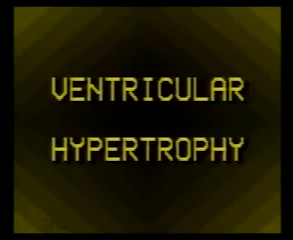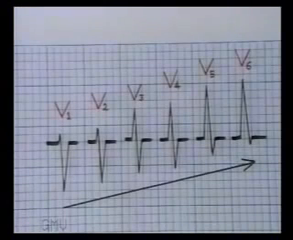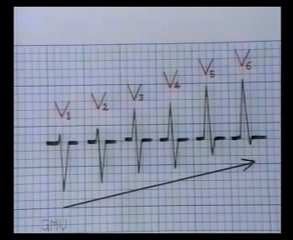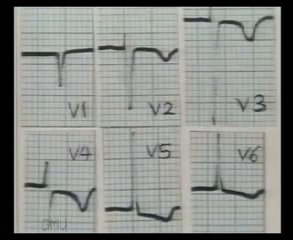Ventricular hypertrophy. Ventricular enlargement is diagnosed from the pattern and amplitude of the QRS complexes in the chest leads V1 to V6. This is the normal pattern of QRS complexes in chest leads. The lead V1 shows a small R wave and a deep S wave. As we proceed towards V6, the height of the R wave progressively increases and the depth of the S wave progressively decreases. Somewhere in V3 and V4, the R and S waves are equal, and in V6, there is a tall R wave and very small or absent S wave.